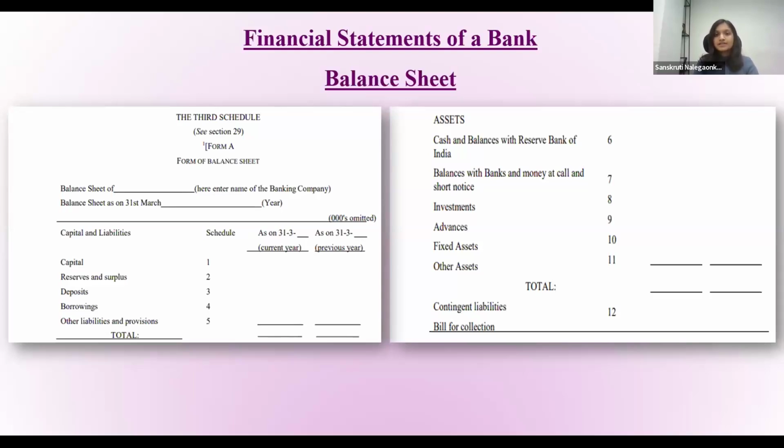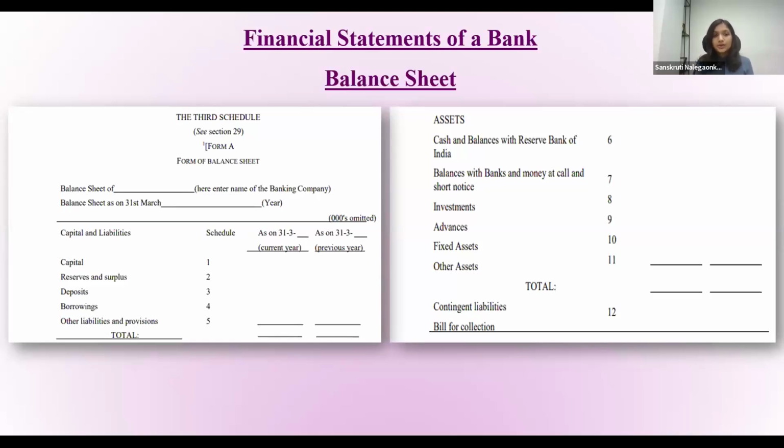Next, Schedule 7, balances with banks and money market placements, covering interbank deposits and call money transactions. Moving on, Schedule 8 is for investments consisting of government securities, corporate bonds, and shares. Schedule 9 is for advances, which include retail loans, corporate loans, and NPAs. Schedule 10 is for fixed assets, comprising bank buildings, IT infrastructure, and ATMs. Finally, Schedule 11, other assets, which include accrued interest, deferred tax assets, and suspense accounts.